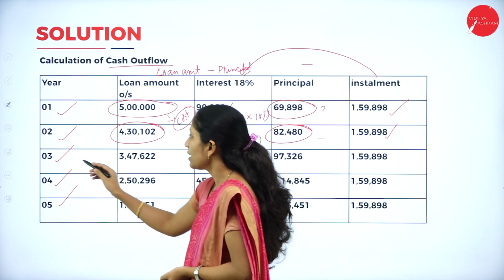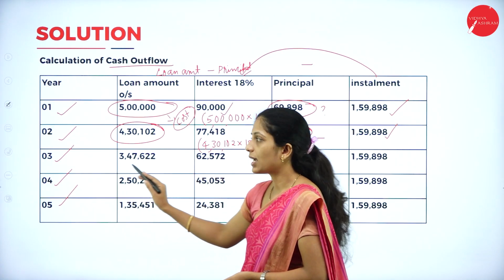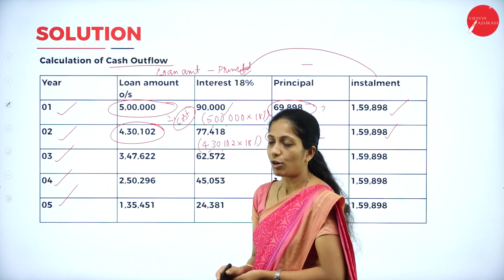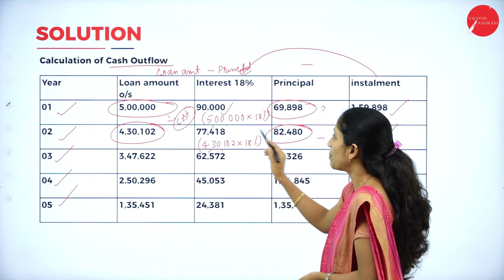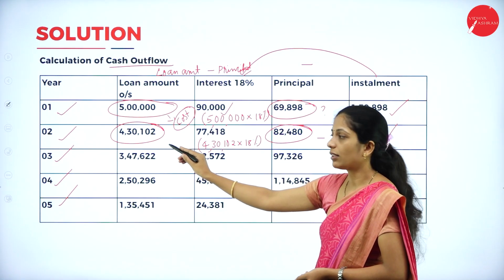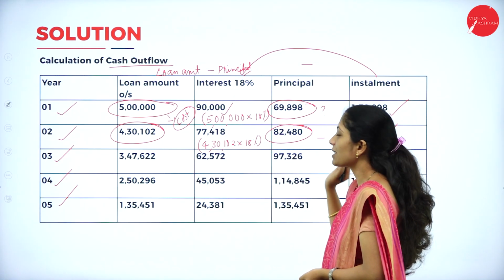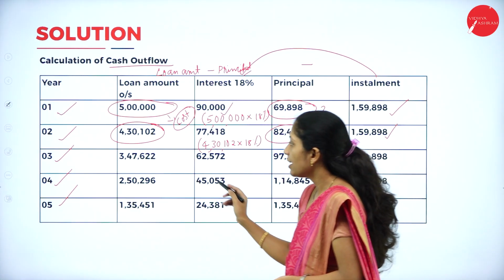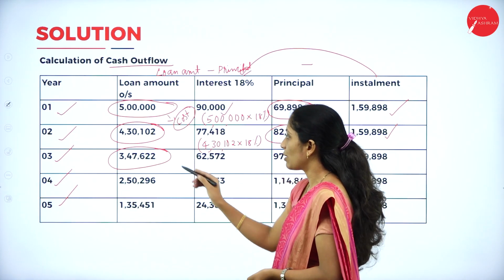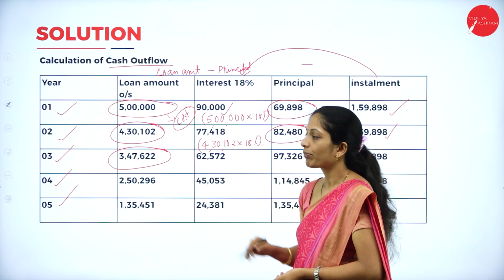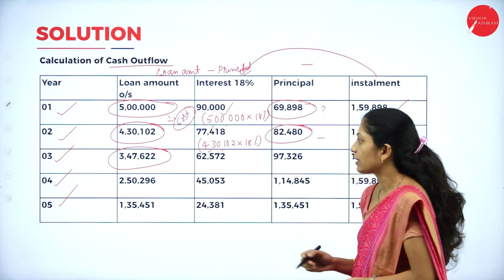In the same way, we shall calculate that of the third year. We want the loan amount outstanding. How to calculate? Loan amount minus principal. So, 4,30,102 minus 82,480. The loan amount outstanding in the third year is 3,47,622.